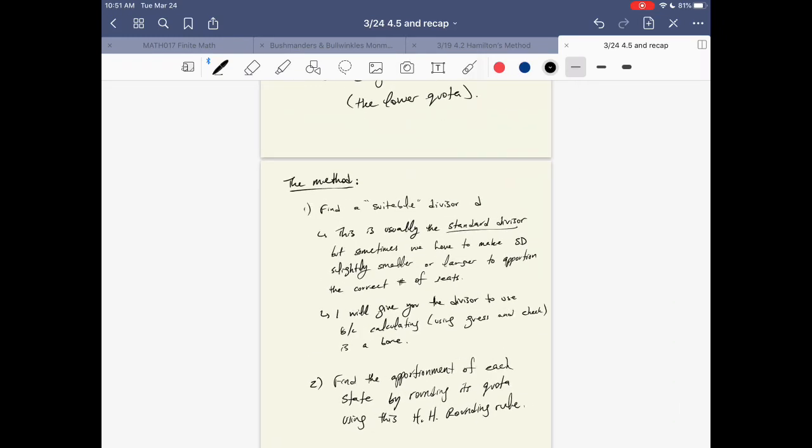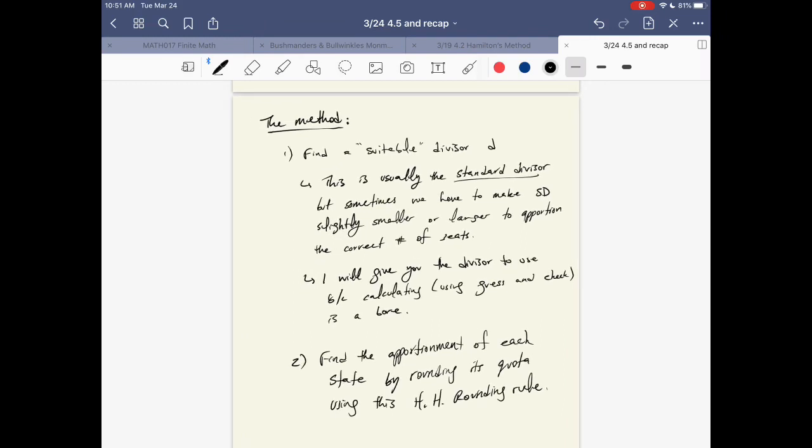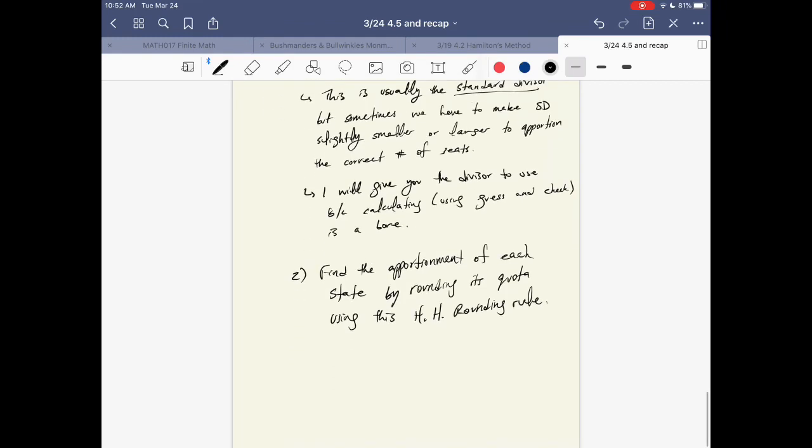Okay, and as it turns out, this will work out every time. I mean, provided we find the right divisor D, but there always exists a divisor D which is pretty close to the standard divisor, and which works when we use the Huntington-Hill rounding rule to apportion each state a good number of seats. Moreover, it doesn't produce paradoxes. This method, even though it's not perfect, and maybe in the future we will find other problems with it, it doesn't produce these big paradoxes like Hamilton's method did. So that's a big thing.